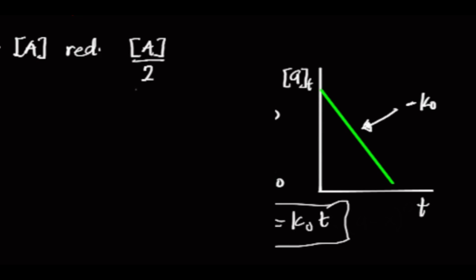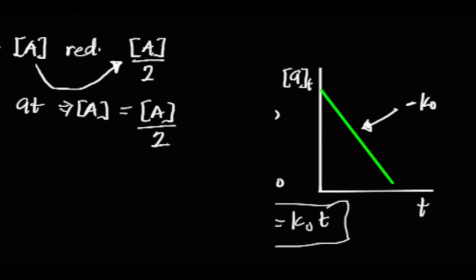That's what half-life is. This is the original concentration, so this is half of the original concentration. The time it takes A to reduce to this half is what is referred to as half-life. At half-life, the concentration of the reactant is going to be a naught over 2, reduced to half. That's what it means. And from there, the time is going to be t half.